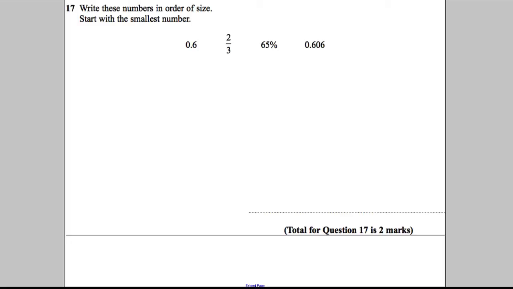Okay, very popular question, question 17. So let's really think about this. We want to write these numbers in order of size and highlight from smallest first. Now this is what you always do.